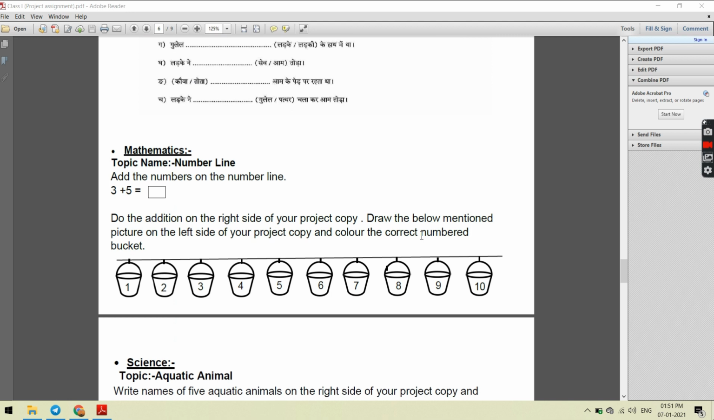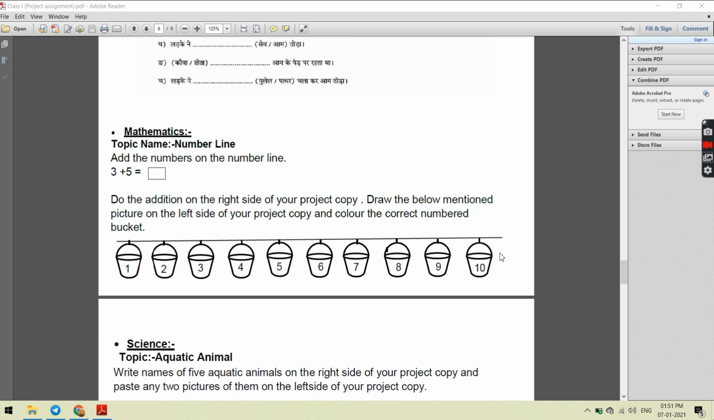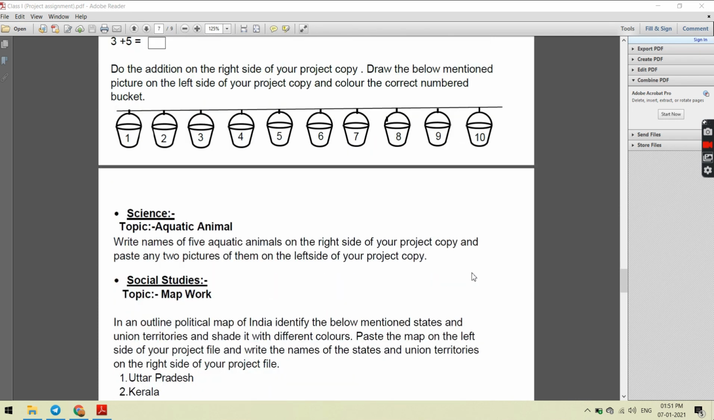In mathematics, the topic name is number line. Add the numbers on the number line, 3 plus 5. Do the addition on the right side of your project copy. Draw the below mentioned picture on the left side of your project copy and color the correct number bucket. Means you have to color the answer from this bucket.